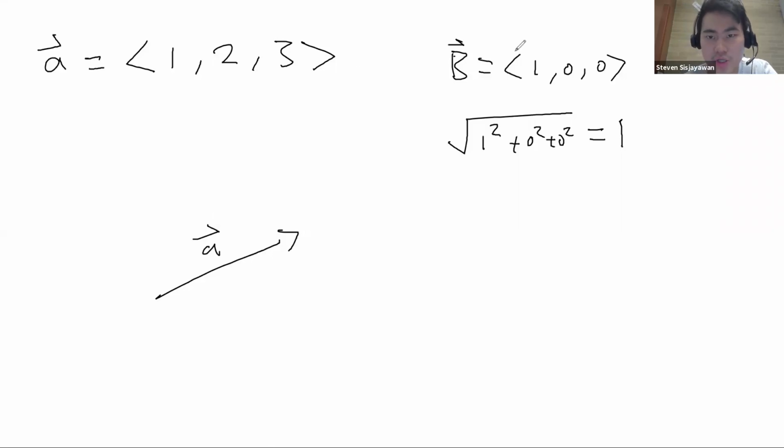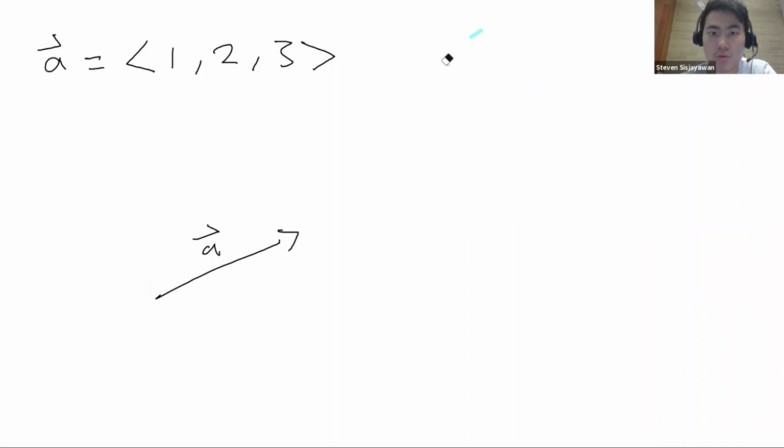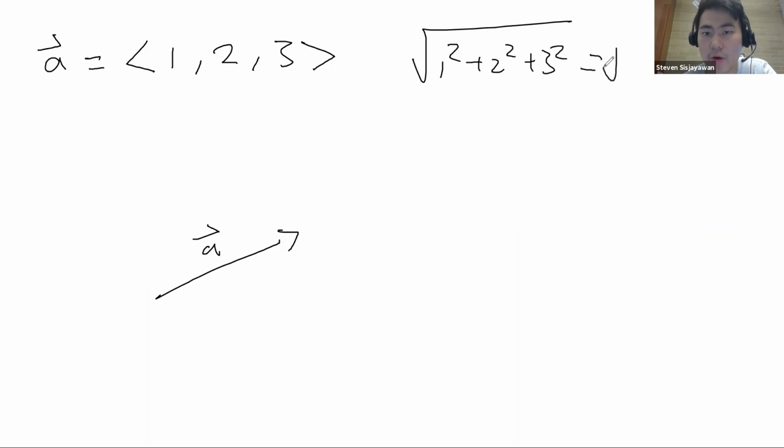Whenever you have a magnitude of 1, that represents a unit vector. So in this case, I'm just going to clear this up. All right. What we notice is that vector A has a magnitude of the square root of 1 squared plus 2 squared plus 3 squared. So that's the square root of 1 plus 4 plus 9, which is the square root of 14, right? Now normalizing a vector is basically treating the same vector in the same direction, but manipulating it so it has a length or magnitude of 1.